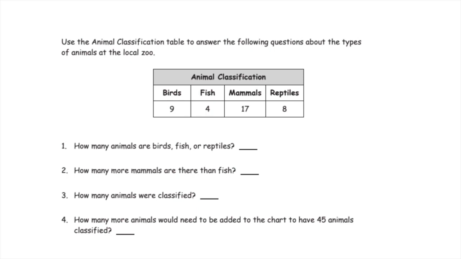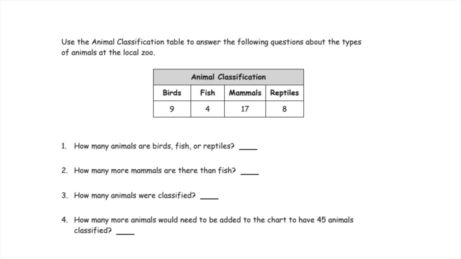The last question is where it gets tricky. How many more animals would we need to be added to the chart to have 45 animals classified? You would need to subtract the total number of animals from 45.